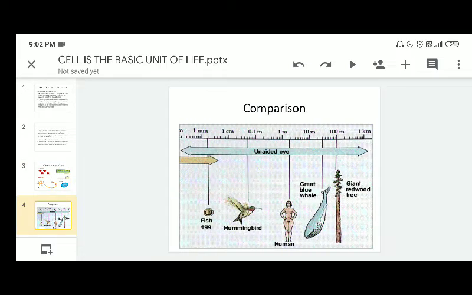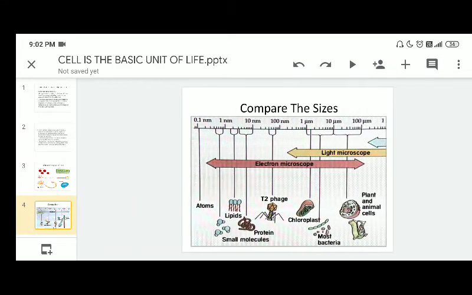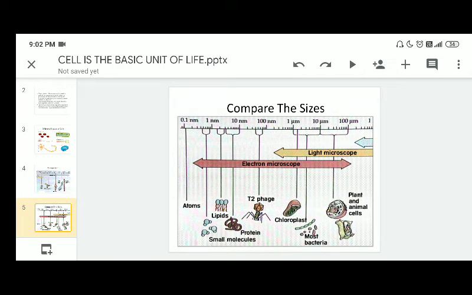Now see, this is the comparison of the size of a single cell, and that too with different plants and animals. Again, you can compare the sizes of different microorganisms like the viruses, bacteria, normal plant and animal cells, and even the atoms and molecules. This is for your general awareness.